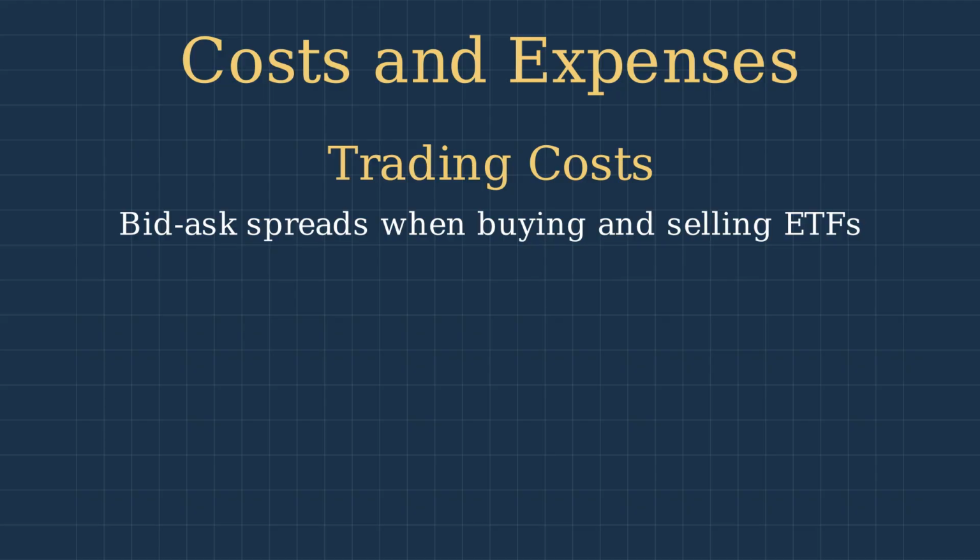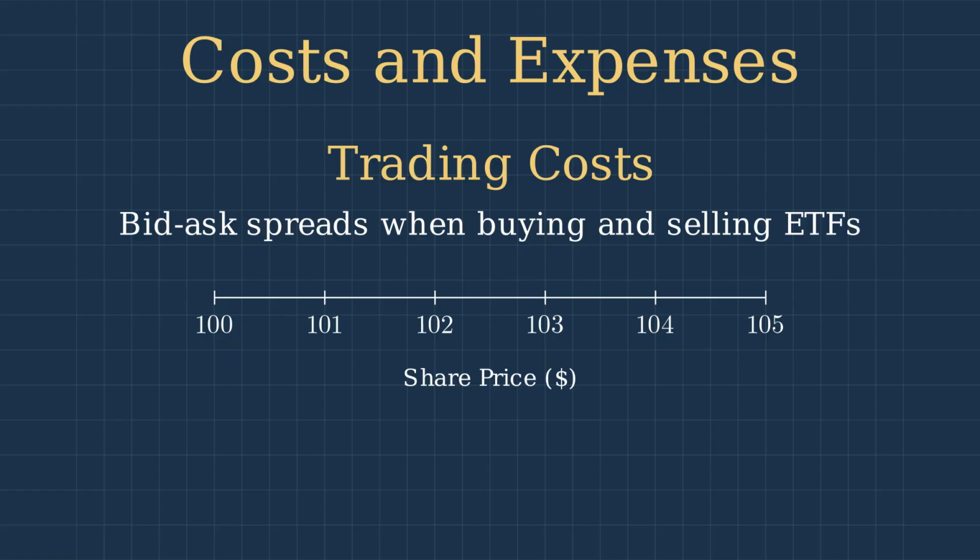When you buy or sell ETFs, you may encounter trading costs in the form of bid-ask spreads. The bid-ask spread is the difference between the price at which you can sell the ETF, the bid, and the price at which you can buy it, the ask. For example, if the bid price is $12.25 and the ask price is $12.75, the spread is 50 cents, or about 0.49% of the share price.